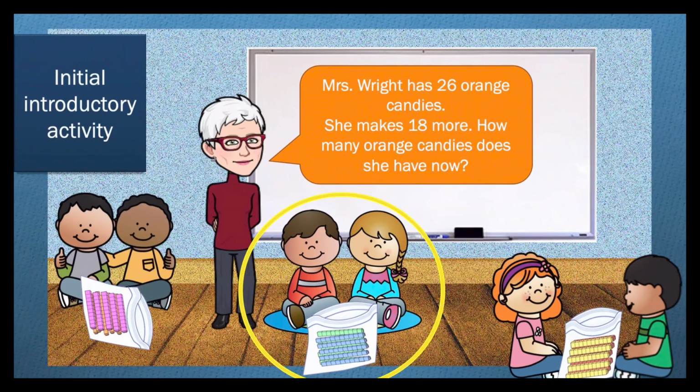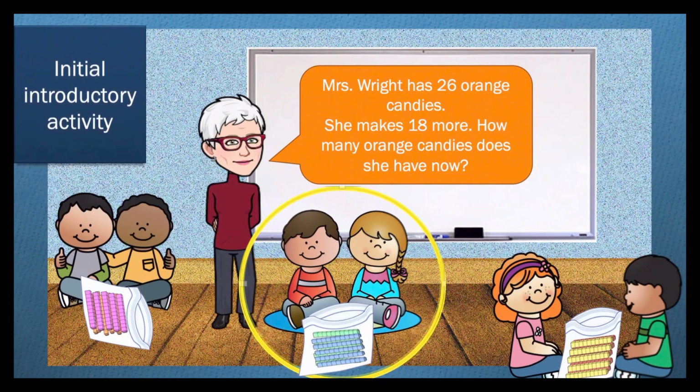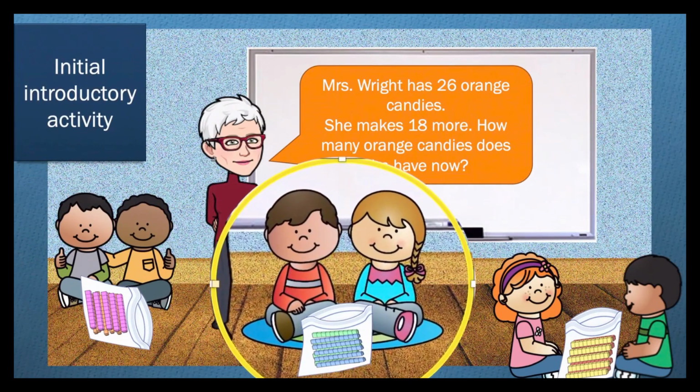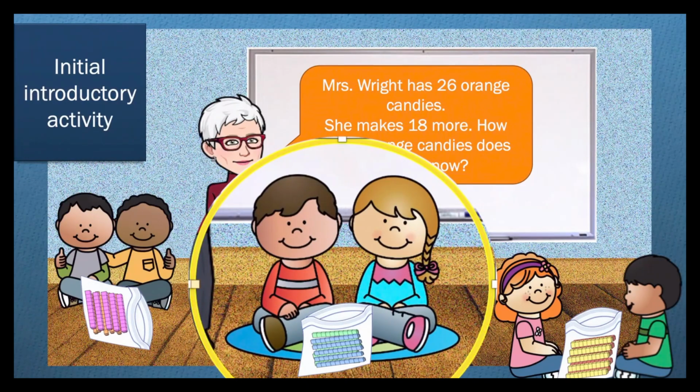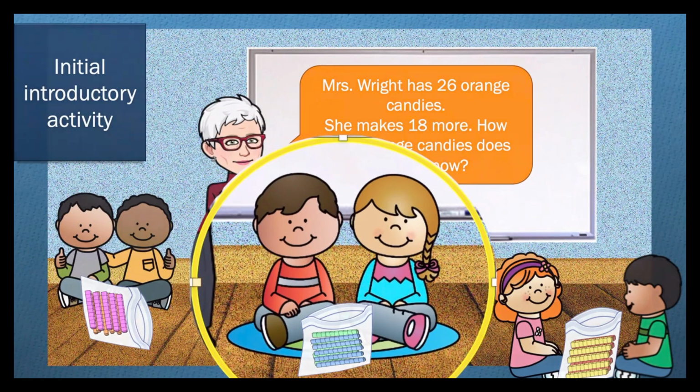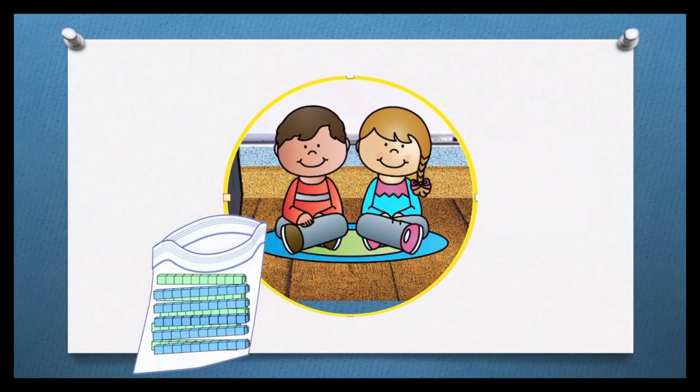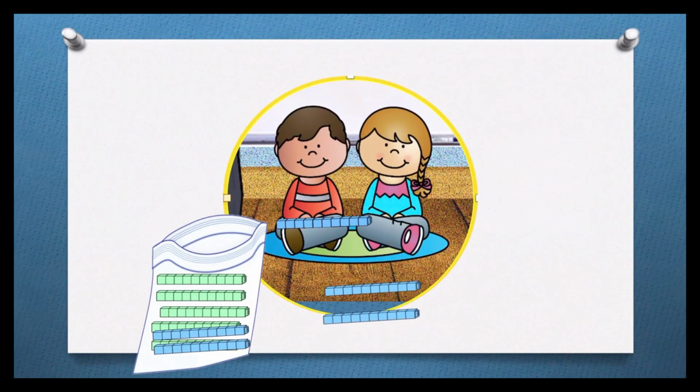For example, suppose the task posed is that Mrs. Wright has 26 orange candies. She makes 18 more. How many orange candies does she have now? Children are expected to use their bag of cubes as pretend candies to act out the story. How do children use the cubes? Well, first they get out 26 candies from their bag of cubes.